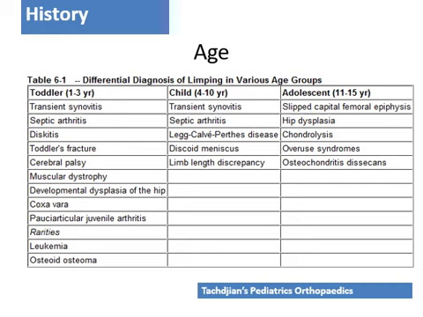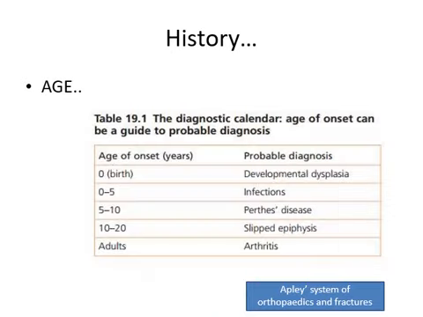One of the issues which can help us to figure out why this kid is limping is a very small piece of information, which is age. And from this slide, you can realize how much the age can stratify the etiology. This is a smaller version of the previous table, in which when the kid is from 0 to 5, infection is one of the etiologies. From 5 to 10, we have a disease called Perthes disease.